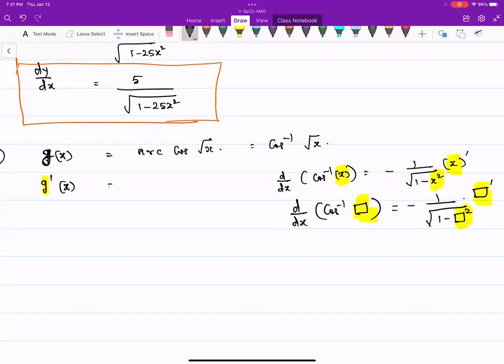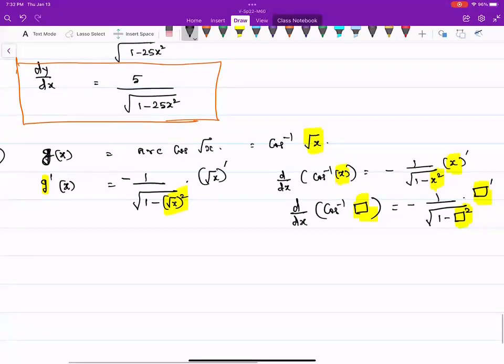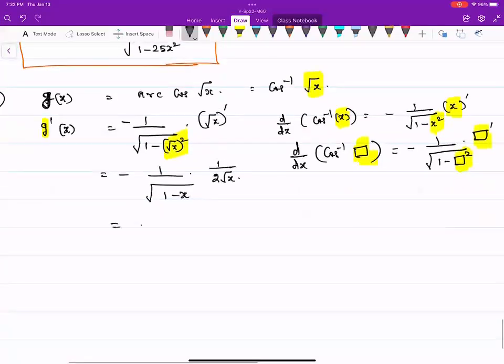So g prime x is negative 1 over square root of 1 minus, what is going inside the box now? Square root of x. So I have to square the square root of x. So that is the first part, which is the outer derivative. Then I have to do the derivative of the box. The derivative of square root of x is 1 over 2 square root of x. So if I reorganize it, it will be 1 over 2 square root of x times square root of 1 minus x, with the negative sign in front. That is g prime x.